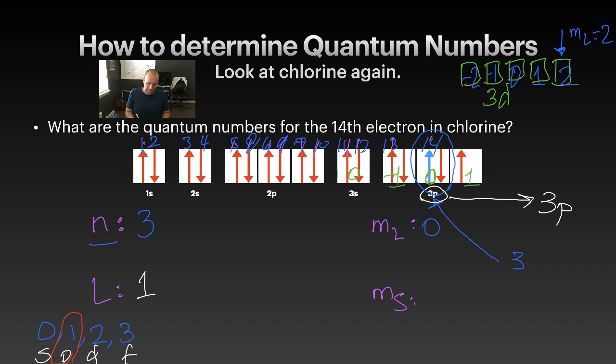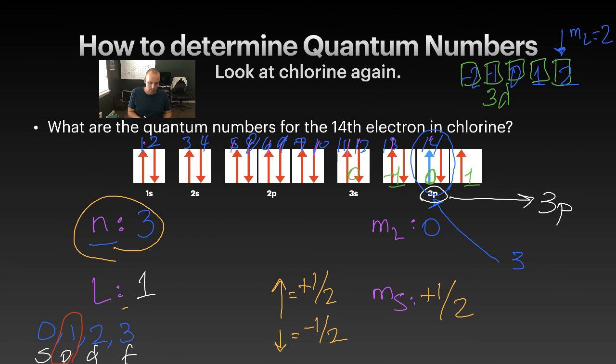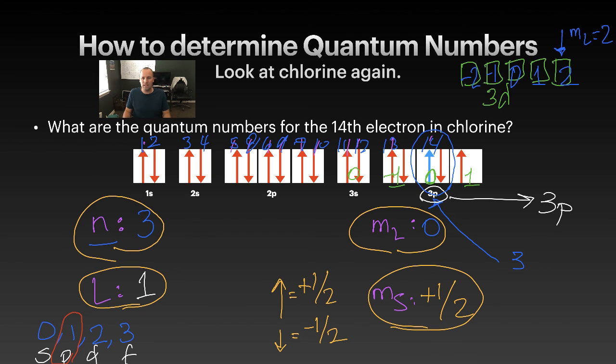Okay, and last but not least, we have m sub s. If you have an up arrow, we call that +1/2. If you have a down arrow, we call that -1/2. In this case, my blue 14th electron arrow is pointing up, so therefore m sub s is +1/2. Okay, so we've just found all 4 quantum numbers, 3, 1, 0, and +1/2 for that exact electron.